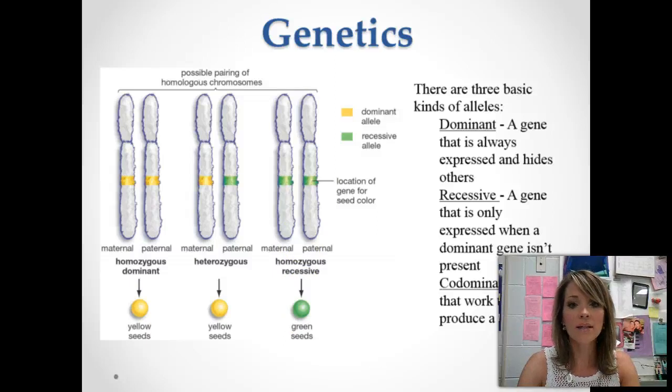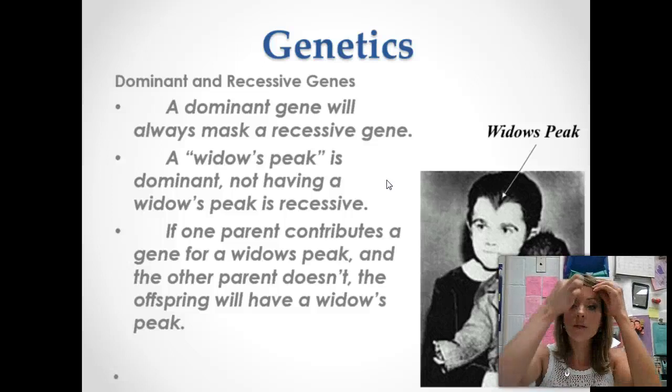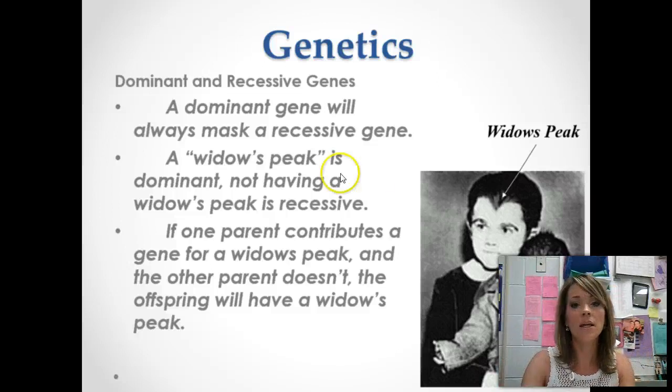Now, we have certain ways that we are going to write the dominant and the recessive. Okay, dominant, recessive. So remember, dominant is always going to mask the recessive gene, and we're going to look at an example here of a widow's peak. A widow's peak is where your forehead, like the hair right here, kind of comes down into a little point. And the widow's peak is dominant. Having that little point is dominant, and not having that little point is recessive.